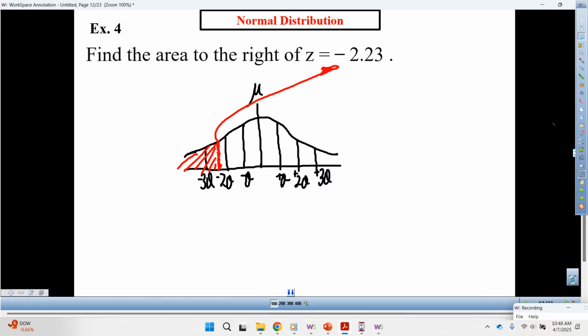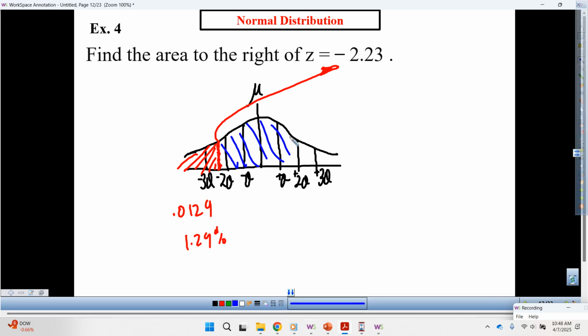Now, 0.0129, which is 1.29%. But we want the area to the right of that. What do I do with that, Maximus, to find the area to the right? Because this is the area to the left. Subtract from 100, and that gives us 98.71. Hands up if you got that, percent.